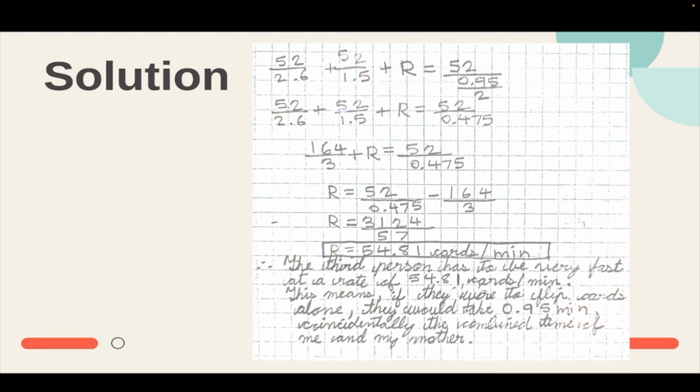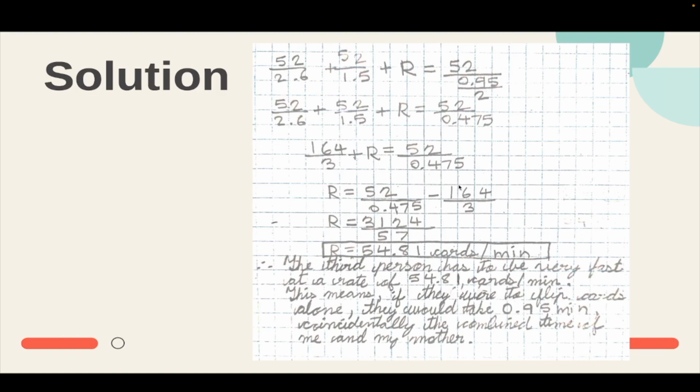So this is my solution for part C. As you can see, this is my mother's rate, which is 52 cards in 2.6 minutes, and this is my rate, 52 cards in 1.5 minutes, plus the rate of the third person is equal to 52 cards over 0.95 over 2. The time that we found in part B for both of us was 0.95, and we have to do that in half the time now. So that becomes 0.475. And when we combine our rates, we get 164 over 3.